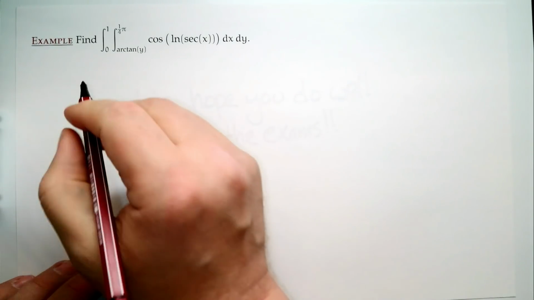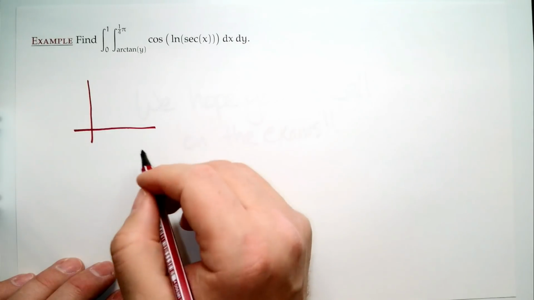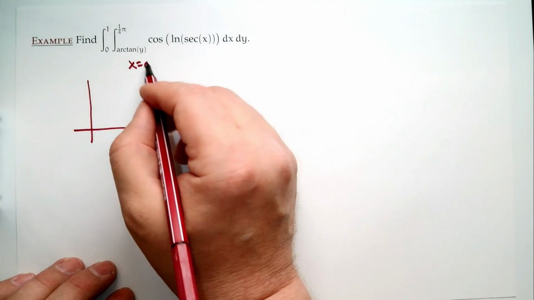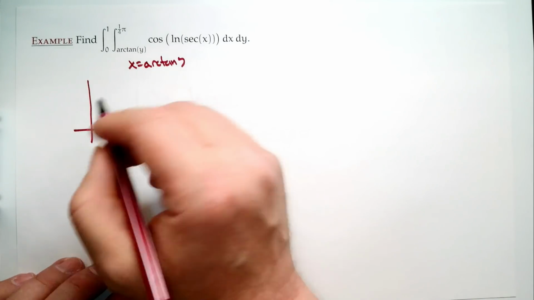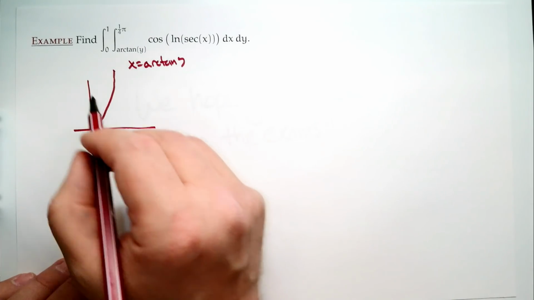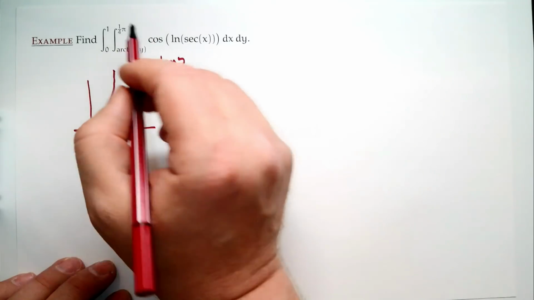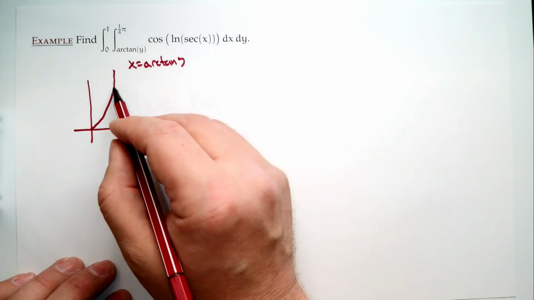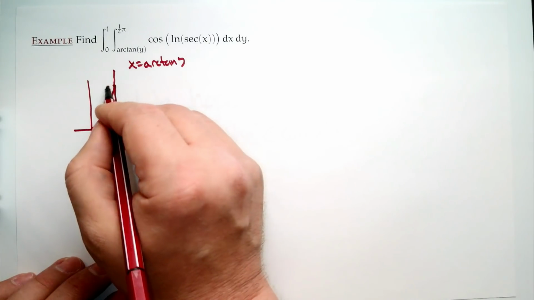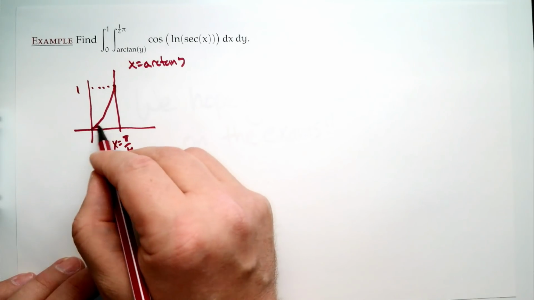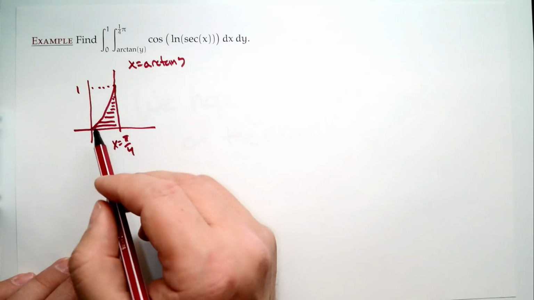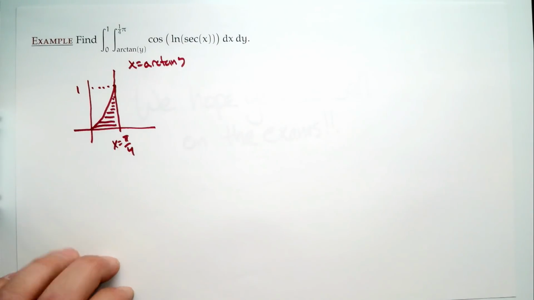So what does this look like? Well, we have a couple of things. We have this surface x equals arctangent of y. Now, if you plot arctangent, you just turn it on its side. So it looks something like that. We also have x equals pi fourths. That looks something like that. And here's 1. And so this is our region. We're going, y goes from 0 to 1, x goes from arctangent of y up to pi fourths.